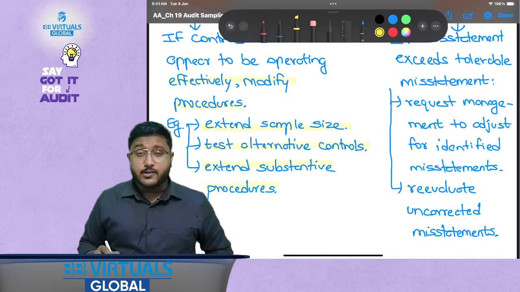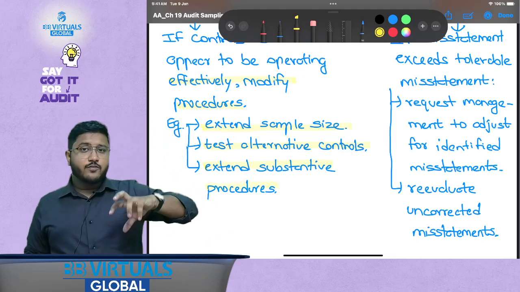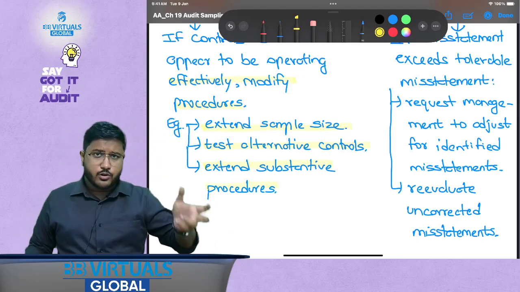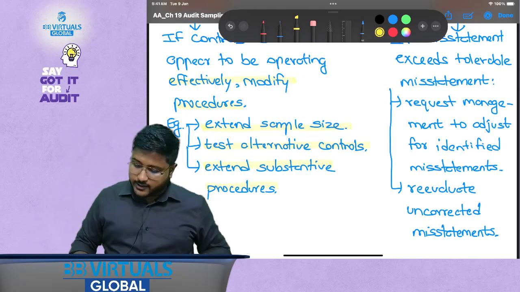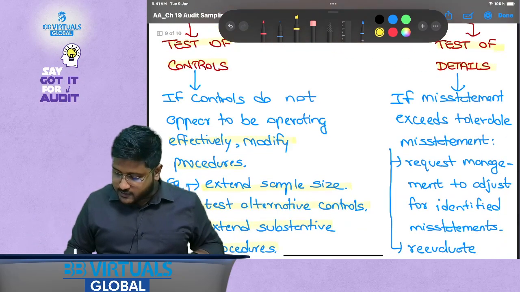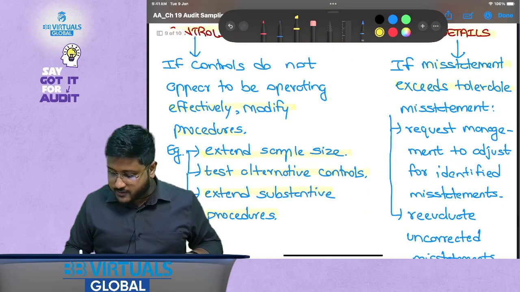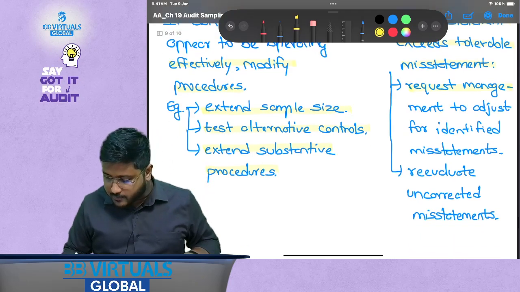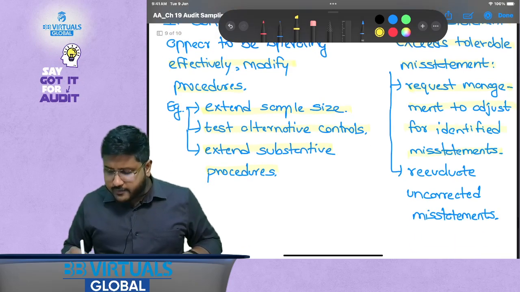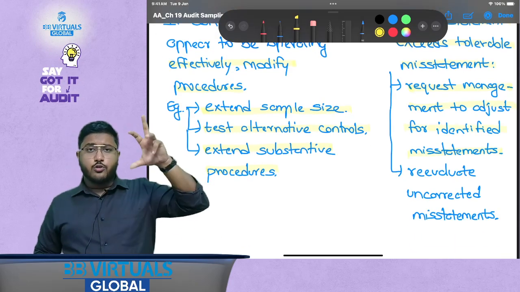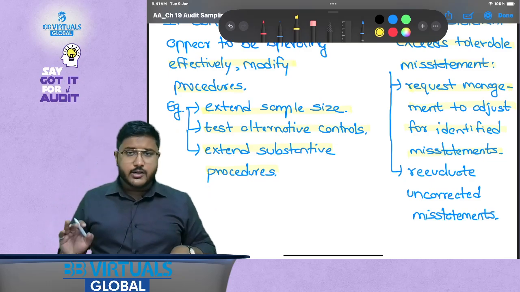Extend substantive procedures. We have already discussed that if the results of the TOC are not reliable or not effective, then we have to extend our substantive procedures. Now test of details. If misstatements exceed tolerable misstatement, then request management to adjust for identified misstatements. That is, if your overall misstatement is exceeding the tolerable misstatement, then what can you do?